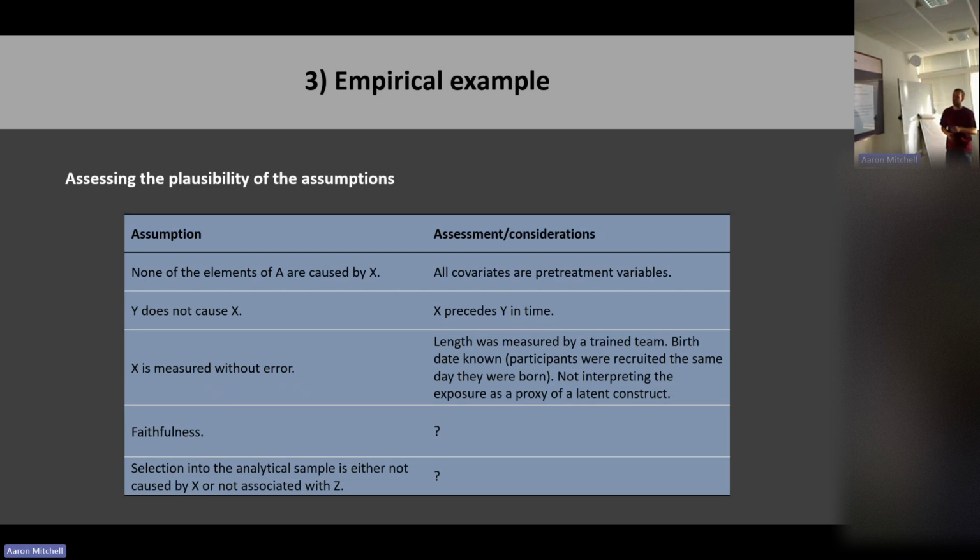In terms of the assumption that none of the elements of A are caused by X, all of the covariates are pretreatment variables. That one is very easy to guarantee, so we're done. Y does not cause X. X was measured at age 2, Y refers to age 30, so very good. X is measured without error. That's not something that we can immediately guarantee based on design only, but you can think about it.